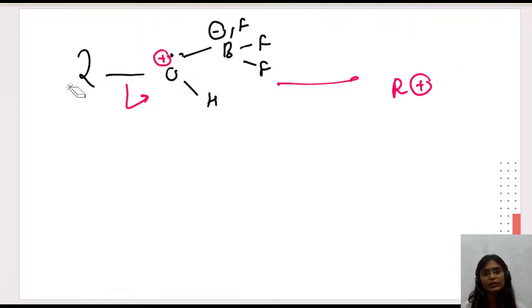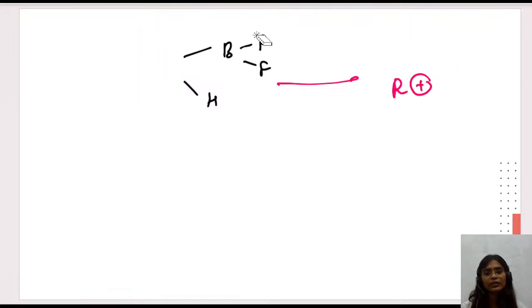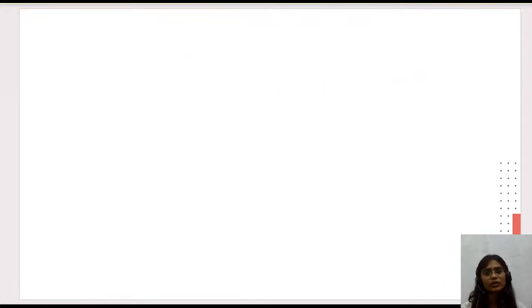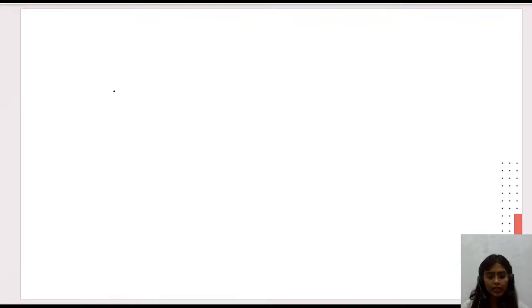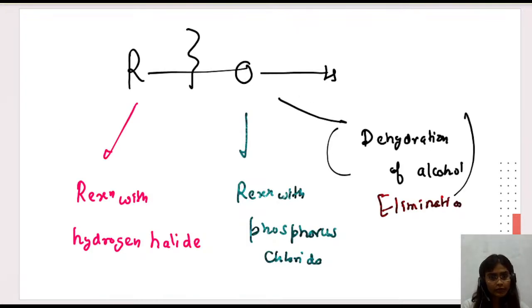So we already covered the three reactions. The first one, the reaction with the acid chloride. The second one is what we discussed, reaction with PCl3, and the third one is this dehydration one. Now let's see the fourth one. Again, let's move the slide.